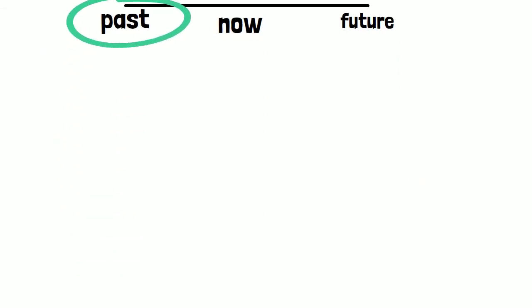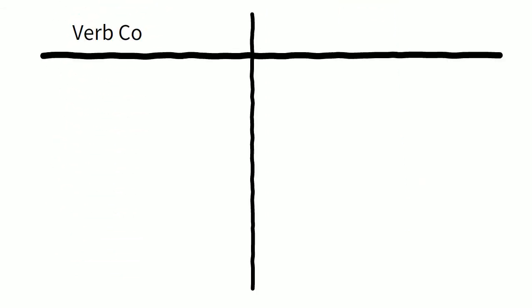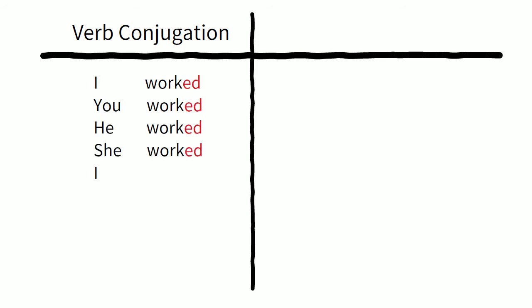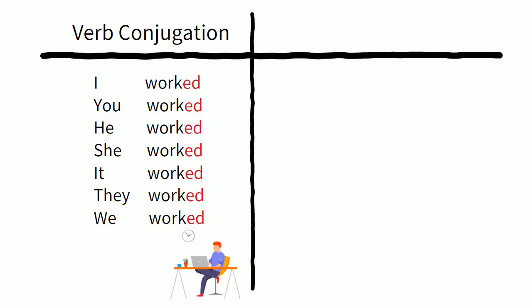Let's review the verb conjugation. Every verb is the same in the simple past tense. We just add an ed to the end of the verb. It looks like this. I worked, you worked, he worked, she worked, it worked, they worked, we worked.